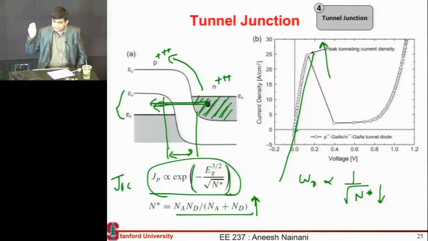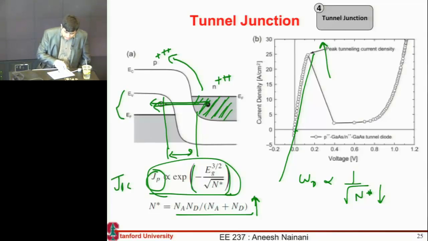So all that current which was generated in the cell can tunnel through or pass through this tunnel junction without facing any extra resistance. Okay, so usually you want to maximize this peak current density of this tunnel junction and make it greater than the short circuit current density of your cell. Okay.